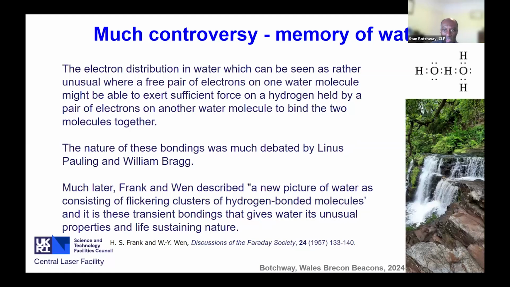The electron distribution in water can be seen as rather unusual, where a free pair of electrons on one water molecule might be able to exert sufficient force on a hydrogen held by a pair of electrons on another water molecule to bind the two molecules together. Again, this makes water quite unusual in this regard. The nature of these bondings was much debated by Pauling and Bragg. Much later, Frank and Wen described a new picture of water as consisting of flickering clusters of hydrogen-bonded molecules, and it is these transient bondings that perhaps give water some of its unusual properties and life-sustaining characteristics.